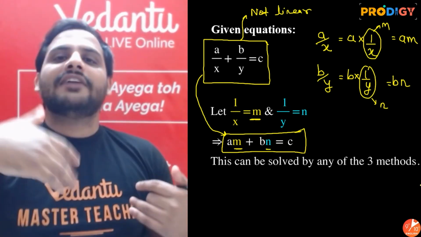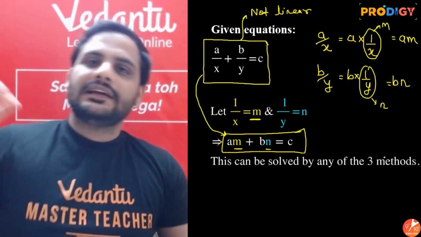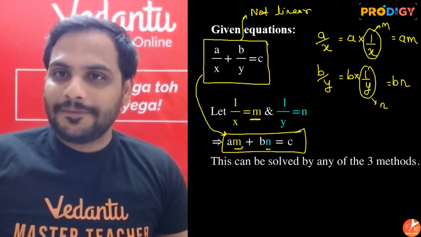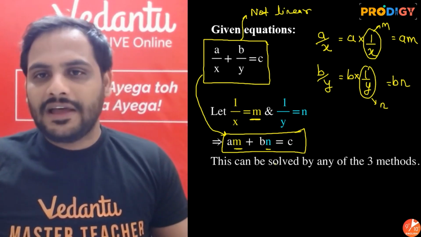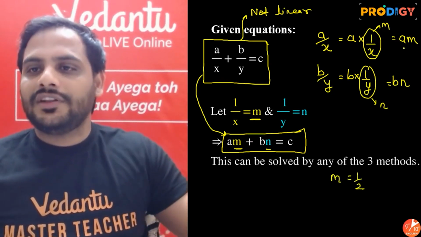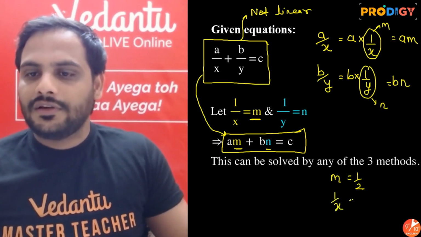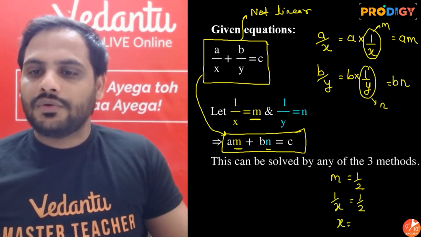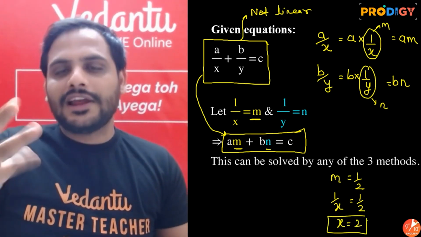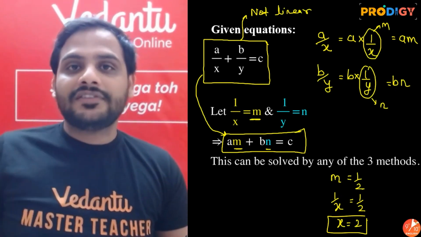Alright, so now suppose one more pair of equation is given with this, then I can solve that pair with either the elimination method, substitution method, or cross multiplication method. Once I have solved that pair, suppose the value of m I have got is, let's say, m is equal to 1 by 2. So if m is 1 by 2, what is m, beta? I have taken 1 by x as m. So in place of m, I can write 1 by x. 1 by x I will write as 1 by 2. I will say x is equal to 2. So at the end, you will convert m again into the form of x and y, and you will get to know what the values of x and y will be, or what the values of the variables given in the question will be.